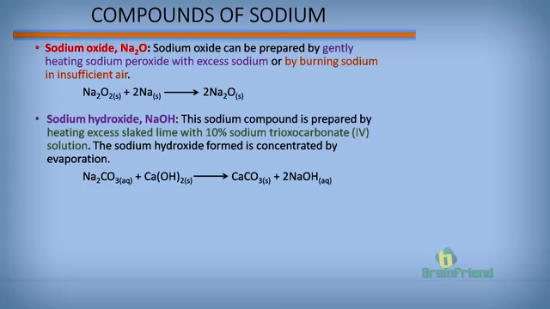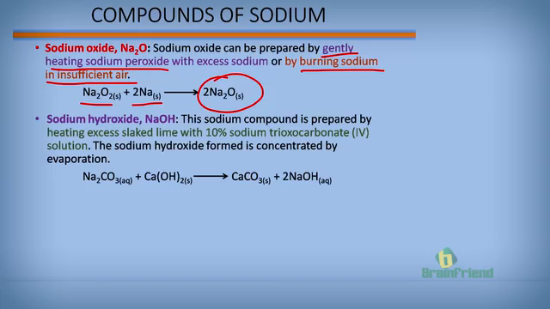Sodium oxide. Sodium oxide can be prepared by gently heating sodium peroxide with excess sodium. Another way it can be formed is by burning sodium in insufficient air. So here we have sodium peroxide and we have sodium. When both of them react, we would have sodium oxide. So this is how sodium oxide is formed.